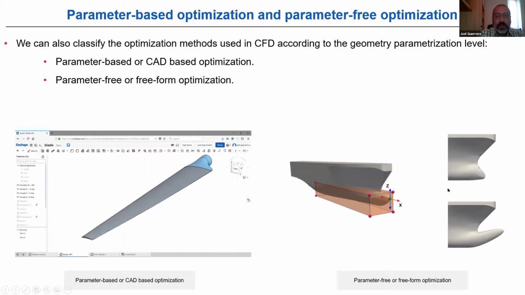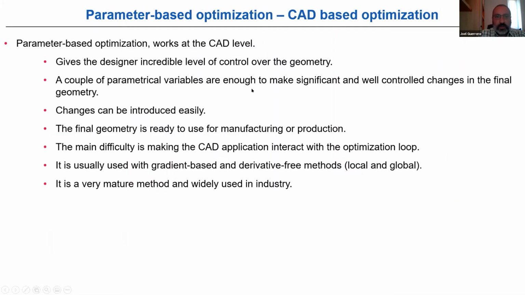Then with the free-form, you don't have the CAD anymore, but now you deform the shape of the geometry, whatever you are doing. This one will let you have better organic shapes, a little bit more freedom, but you are losing your CAD parameterization. It's up to you. So we can have these two different groups.